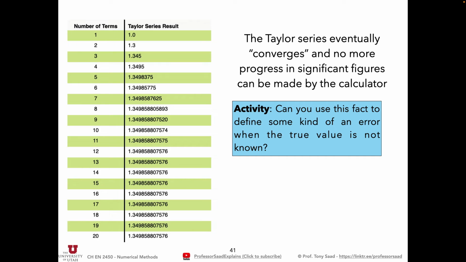So can you use this fact that after some point, the calculator cannot do any better with the result, and it should stop there? Can you use this fact to come up with an error measure, with something that looks like an error? And it's a difference between two things. Okay, what if we track the result between two approximations, between 5 terms and 6 terms, and then between 7 terms and 6 terms? Take the difference. Can we say something there?